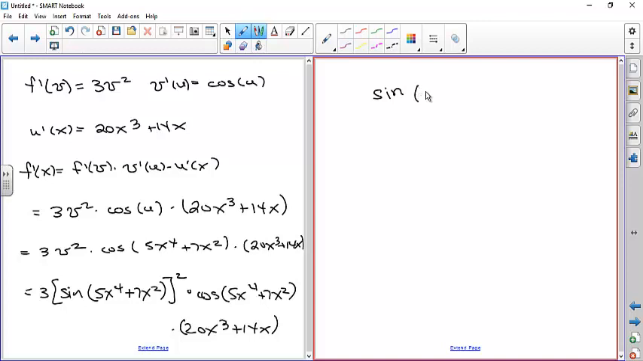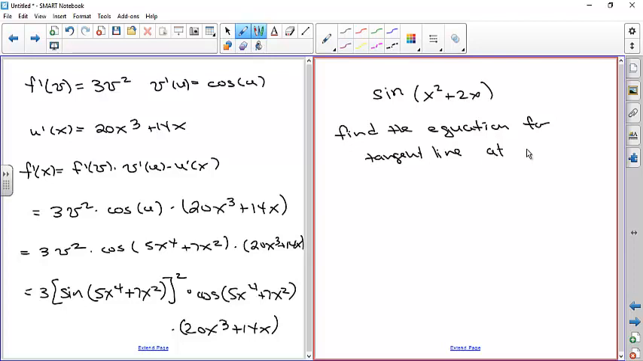So let's just do this prop. Find the tangent line. So we'll say find the equation for the tangent line at x equals 3.7. We'll see what happens.